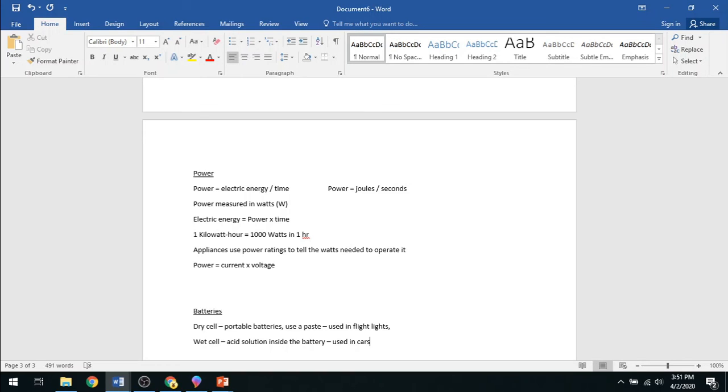So a dry cell battery is pretty safe as long as you don't open it up. If it gets broken or punctured, nothing's going to flow out of it. You're probably going to be okay. You can throw it away. A wet cell battery is much more dangerous. Inside the battery is sulfuric acid, which can definitely be dangerous.